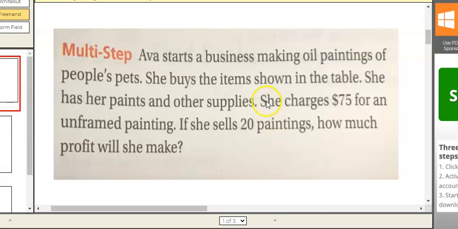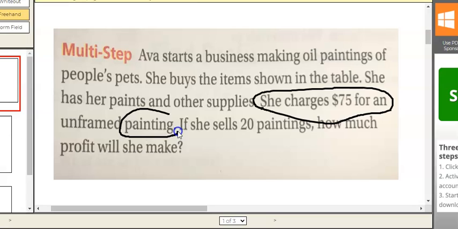Okay, that seems like it's important. She charges $75 for a painting. Okay, and our question is, if she sells 20 paintings, how much profit will she make? Okay, so we're looking for profit. Okay, so let's go ahead and take a look at the chart.